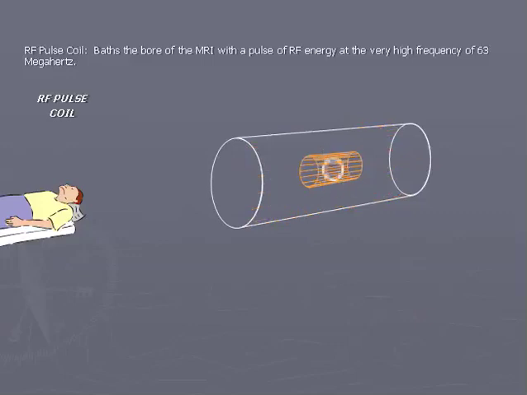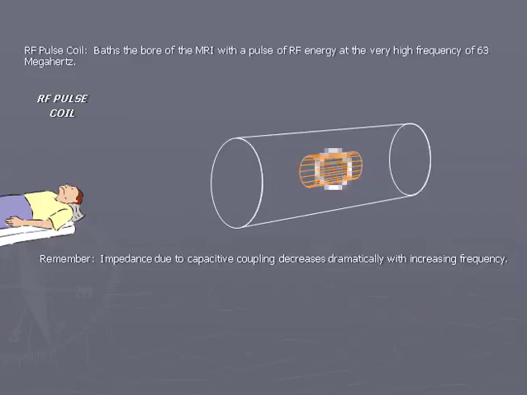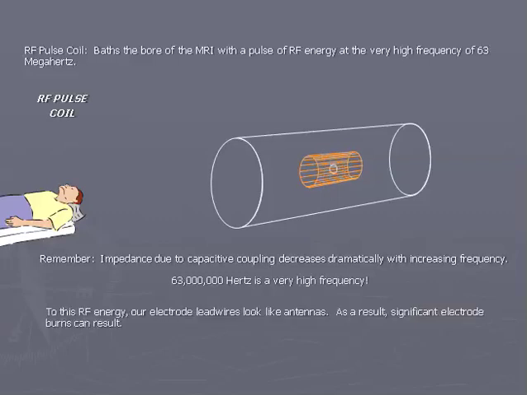There are many different sizes of RF pulse coils, some designed for specific body parts, such as the example shown here. Considering any electrodes with lead wires that might be on the patient, remember, impedance due to capacitive coupling decreases dramatically with increasing frequency, and 63 megahertz is a very high frequency. To this RF energy, our electrode lead wires look like antennas. As a result, significant electrode burns can result. The RF pulse coil is the overwhelming source of electrode burns from MRI.